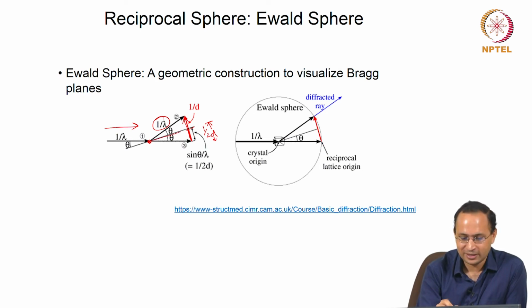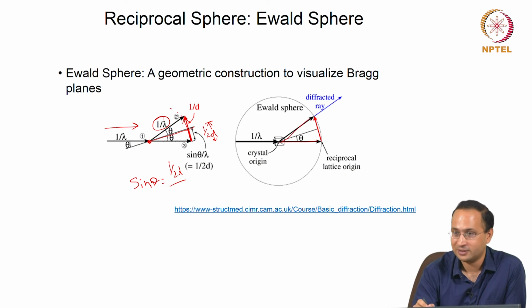Now, if you have to write a condition, this is the sin theta. So, you can write sin theta equals 1 over 2d over, this is your sphere we are talking about, so this length will be equal to 1 by lambda. If you solve it, you will get sin theta equals lambda over 2d. I am just solving it. So, basically it is nothing but 2d sin theta equals lambda.